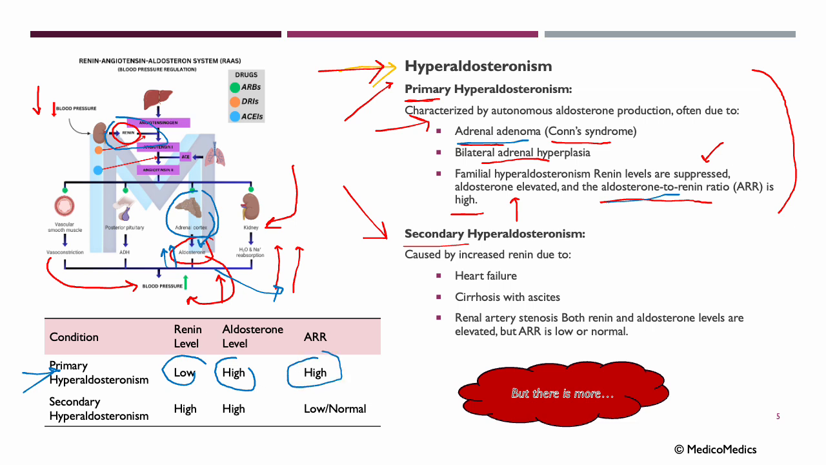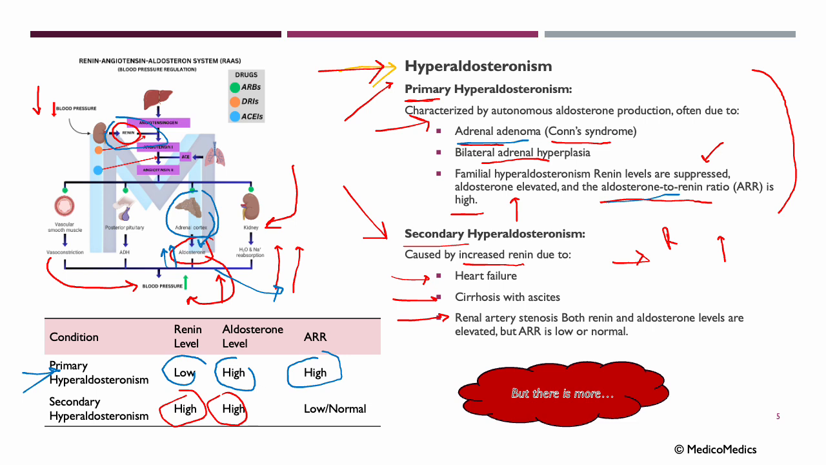But what about secondary hyperaldosteronism? This is caused by increased renin due to, for example, heart failure or cirrhosis or renal artery stenosis. So what will we see here? Well, if we have an increased renin release, we should still see the RAAS cascade in action, meaning a release of aldosterone. So we would expect the ratio to be either low or normal, because we will see high renin levels and high aldosterone levels.